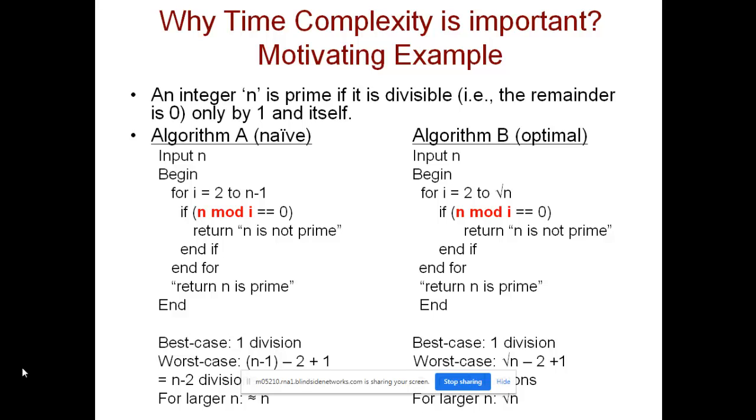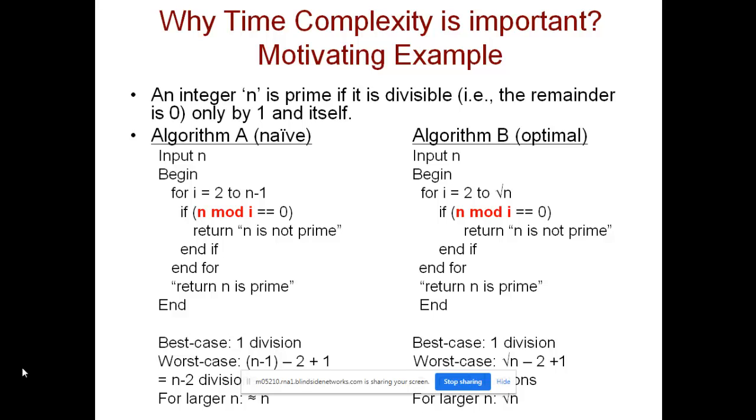Okay, so let us use this example here, the problem of finding whether a given integer is prime or not. And you should know what a prime integer is, right? A prime integer is something that is only divisible by itself or 1. So if you are given, say, 11, 11 is divisible by 1 and by itself, 11. No other integer from 2 to 10 will divide 11.